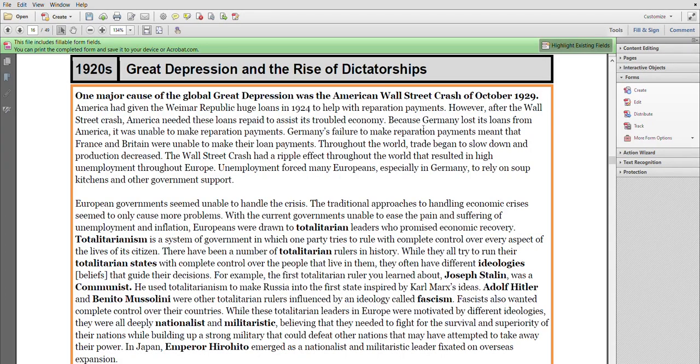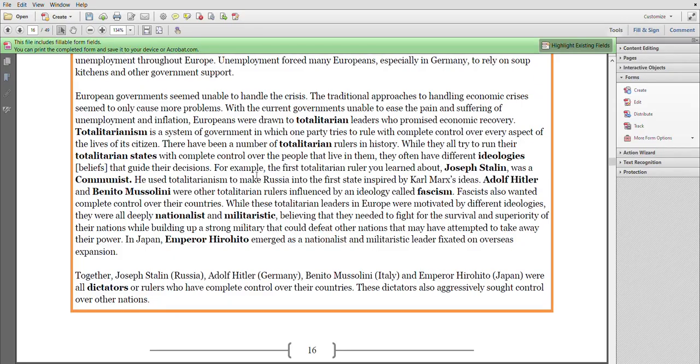Germany's failure to make reparation payments meant that France and Britain were unable to make their loan payments. Throughout the world, trade began to slow down and production decreased. The Wall Street crash had a ripple effect throughout the world that resulted in high unemployment throughout Europe. Unemployment forced many Europeans, especially in Germany, to rely on soup kitchens and other government support. European governments seemed unable to handle the crisis.